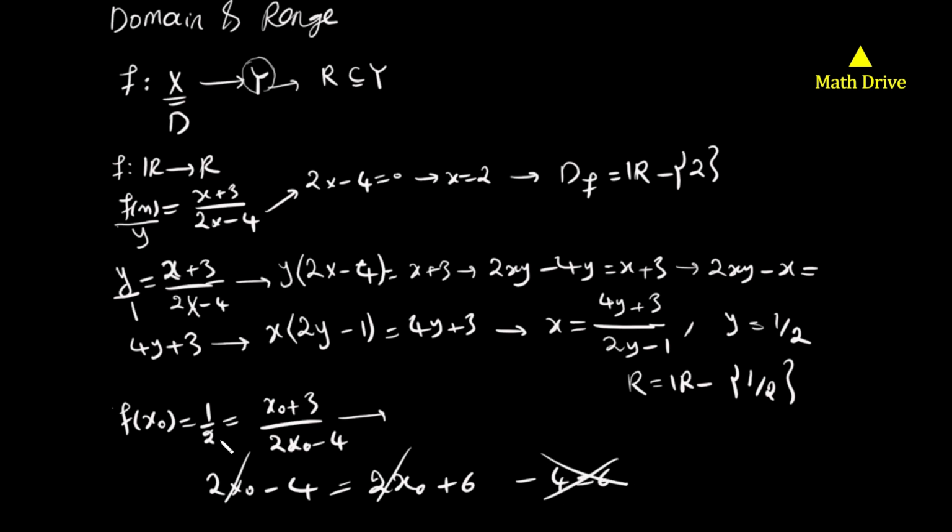Meaning 1/2 cannot be an output for this function. So 1/2 is not in the range of this function. So this is one way just to confirm the range of this function is all the numbers except 1/2. Thank you.